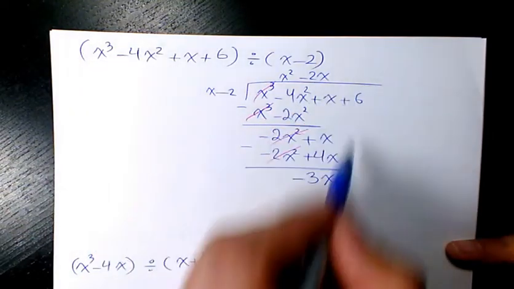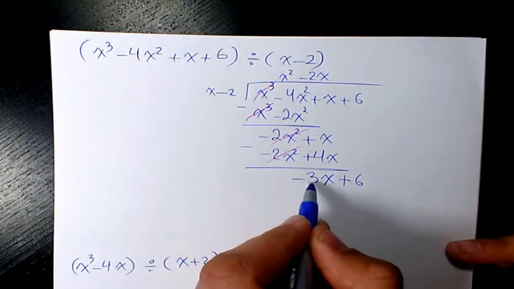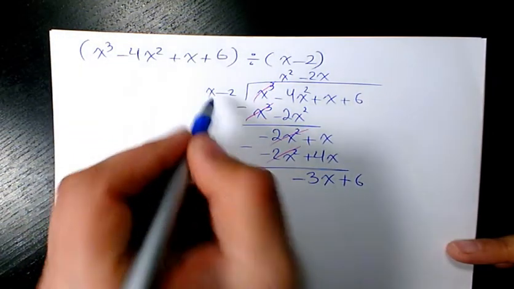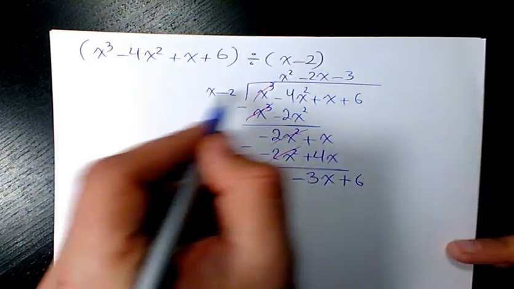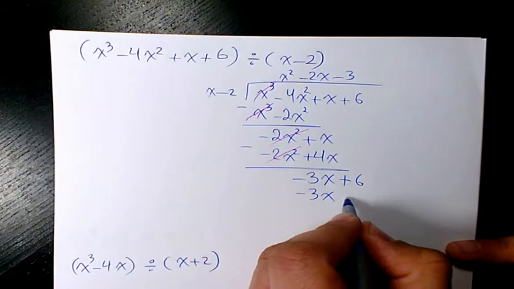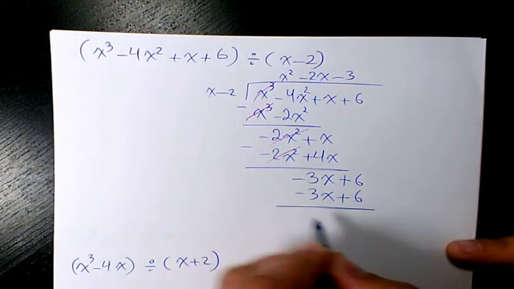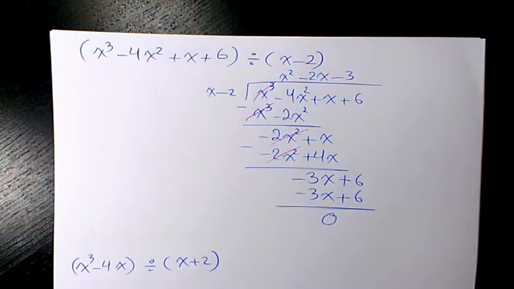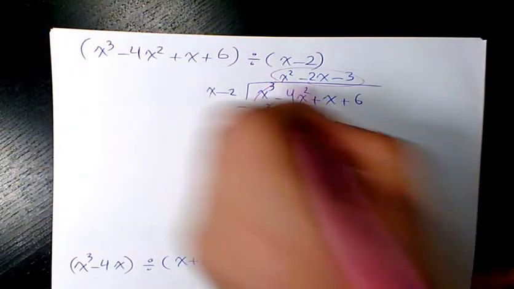Then you bring the next number down, which is 6 here. Negative 3x divided by x will be negative 3. Negative 3 times x, negative 3x. Negative 3 times negative 2 is going to be plus 6. When you subtract it, it's going to be 0. So this is the quotient.